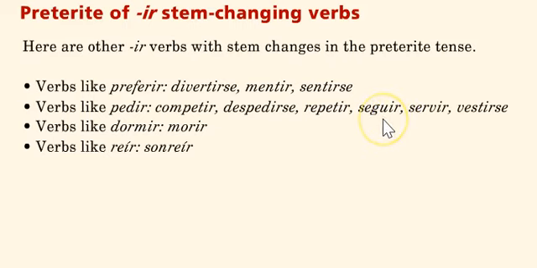And by the way, seguir means to follow, like segue. It's a segue into something. And servir, of course, means to serve. Verbs like dormir include morir, to die. The O of morir becomes a U in the third person form of the preterite. So murió, he died. Murieron, they died, etc. And verbs like reír, to laugh, or sonreír, to smile. It's interesting that the verbs for laugh and smile are very close in that you're actually just adding a prefix onto reír. So sonrió is he or she smiled. Gracias.